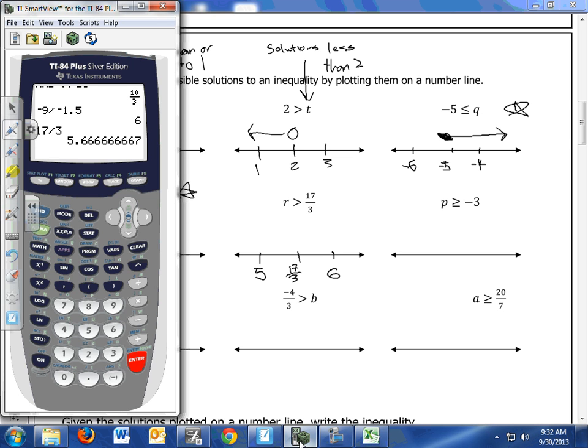And then I read this correctly. My numbers are bigger than 17/3. We're not going to include 17/3, so we have an open circle. And my solutions are over here on the right. Okay? See that? Pretty simple. Just plug it into your calculator. See actually how much we actually have. And then you could even say this is between 4 and 6, but 5 and 6 even works.